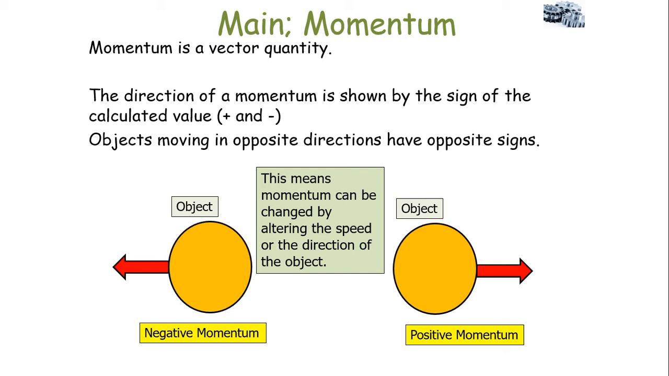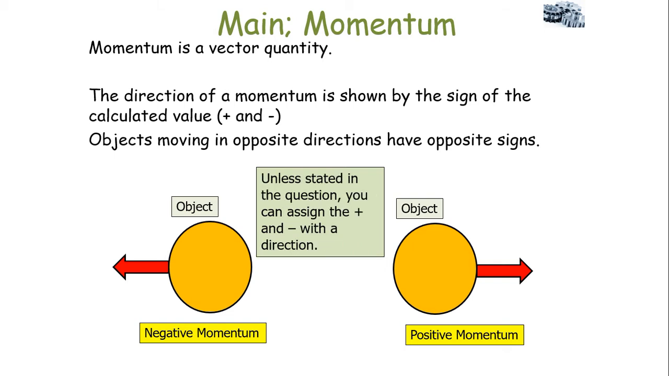Now, momentum is a vector quantity, which means it has both a magnitude, a number, and it has a direction in which it acts. Now, we can show the direction of momentum by the sign of the calculated values, positive and negative. So objects moving in opposite directions will have opposite signs. This means momentum can be changed by altering either the speed or the direction of the object. So, for example, if a ball bounces off a wall, there will be a change in momentum even if the speed is the same because the direction in which the object is moving has changed. So you can have a change in momentum either by altering the speed or by altering the direction.